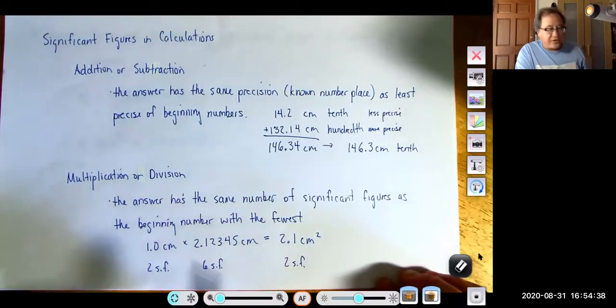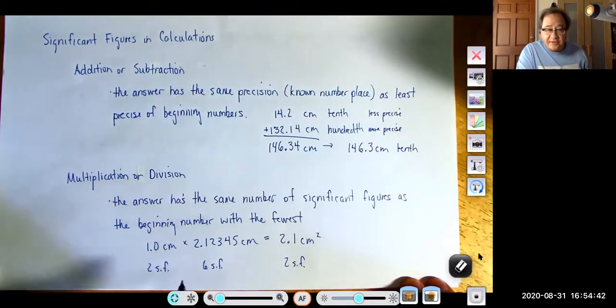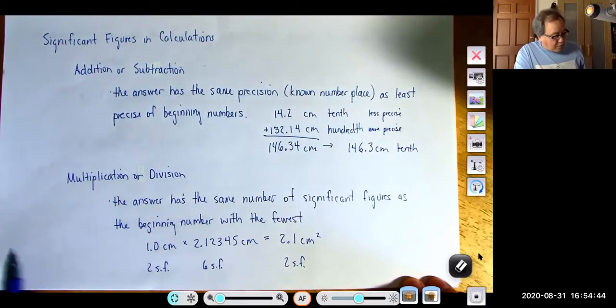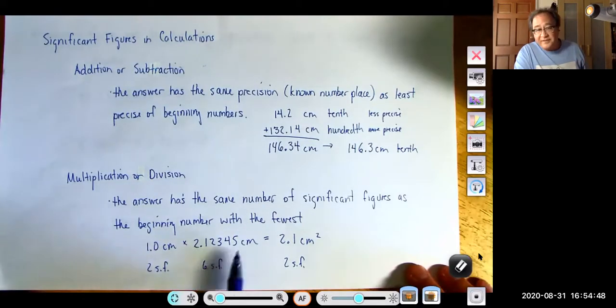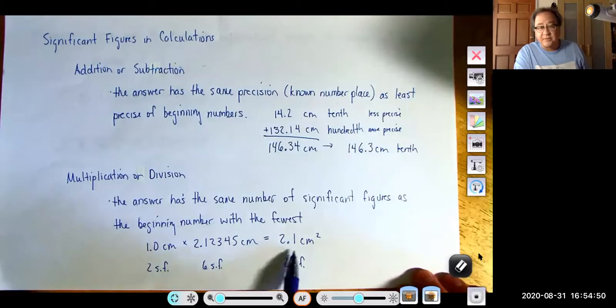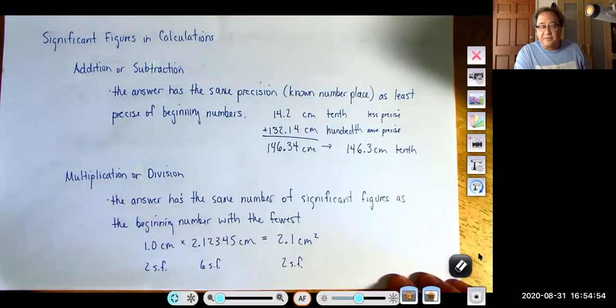Okay, multiplication or division. The answer has the same number of sig figs as the beginning number with the fewest. So here I have 1.0, 2 sig figs, times 2.12345, 6 sig figs, and we get 2.1 centimeters squared with 2 sig figs. Notice the units also square. Centimeter times centimeter is centimeter squared.